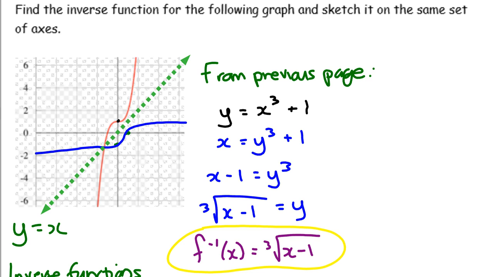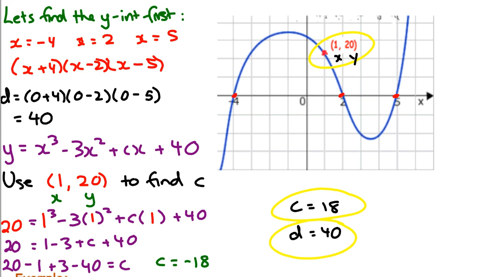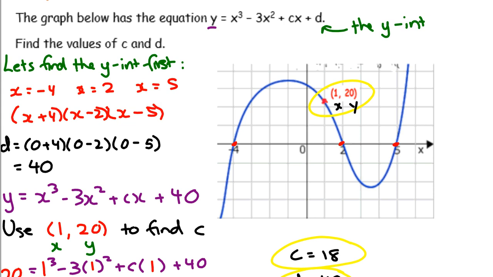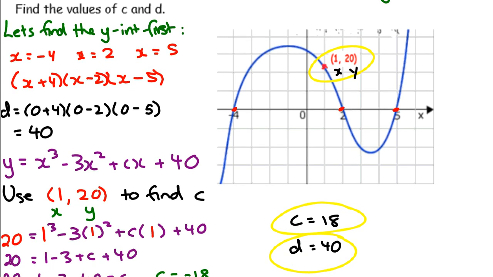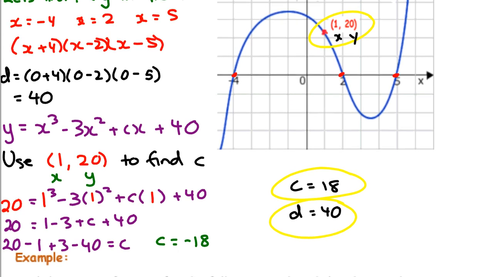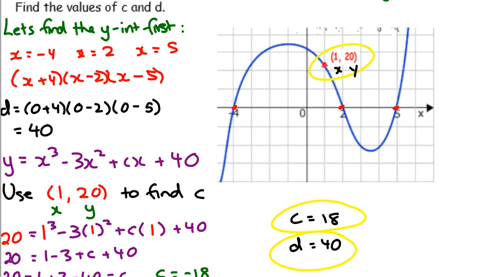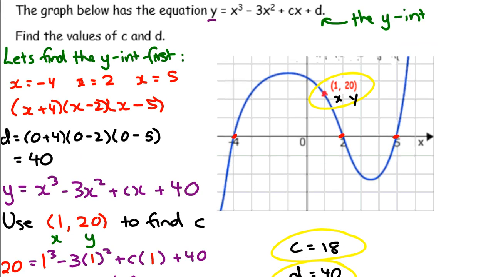I was going to also just show you an example of how to check ones like these by graphing. So imagine your final answer. We found the values of C and D. So we're checking, okay, if C is 18, D is 40. C is, sorry, was it negative 18? I think it was negative 18, wasn't it? Yeah, it was negative 18.